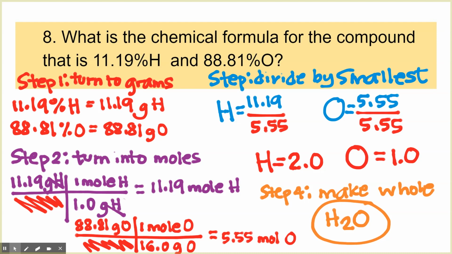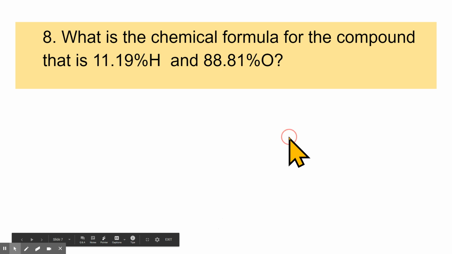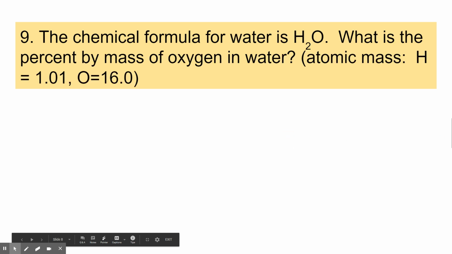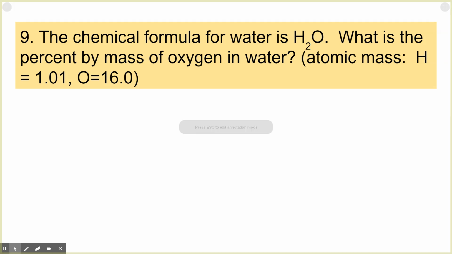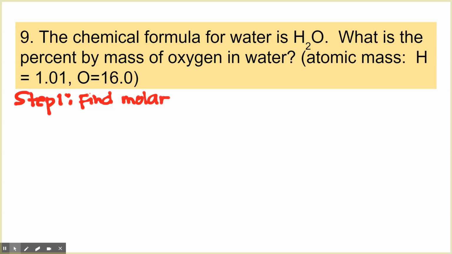All right, let's look at problem number 9. The chemical formula for water is H2O. What is the percent mass of oxygen in water? Guys, percent composition. To get the percent element of anything, the first thing you need to do, step 1, is find the molar mass. You should know how to do this.